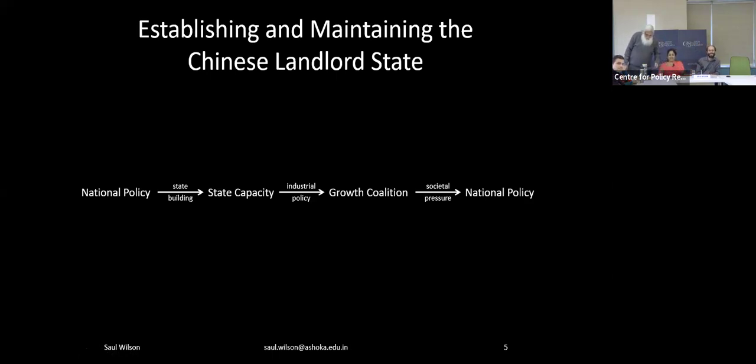Yeah, that works. So, okay, I'll begin by talking about how the desire to support industrial policy led to a national policy of creating a landlord state. But then, in particular, I'll talk about how that entailed a significant amount of state building in order to create the state capacity necessary to take and allocate land in support of industrial policy.